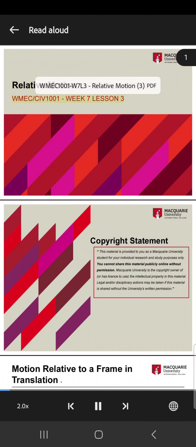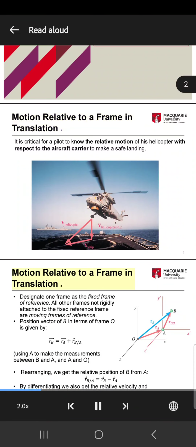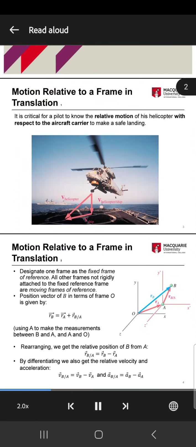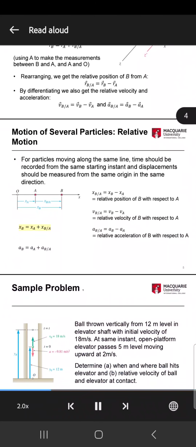Relative motion. Copyright statement. Motion relative to a frame in translation. Motion of several particles: relative motion. x_B equals x_A plus x_B/A. a_B/A equals a_B minus a_A, the relative acceleration of B with respect to A.